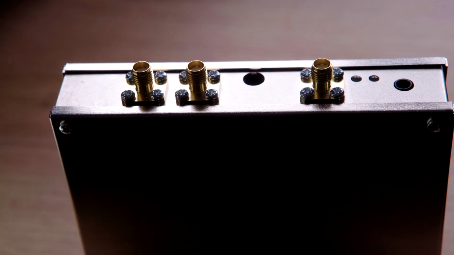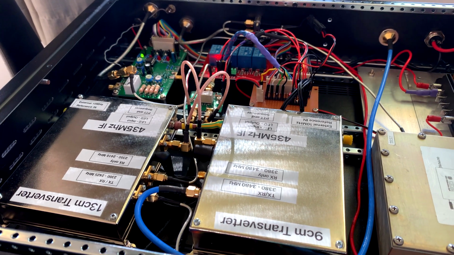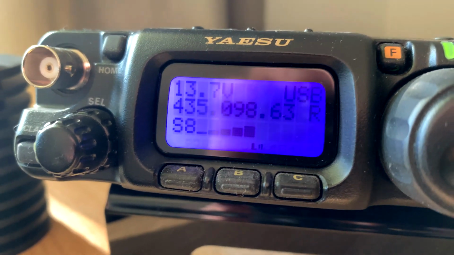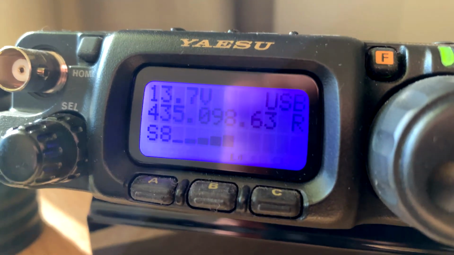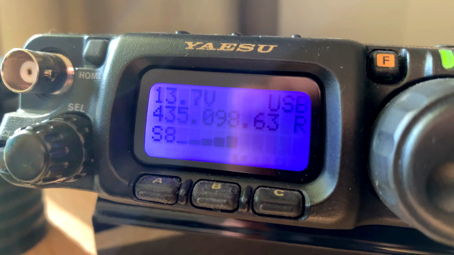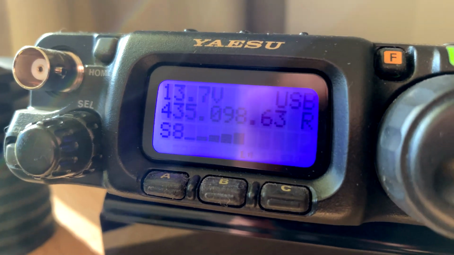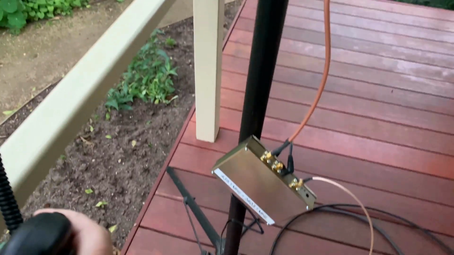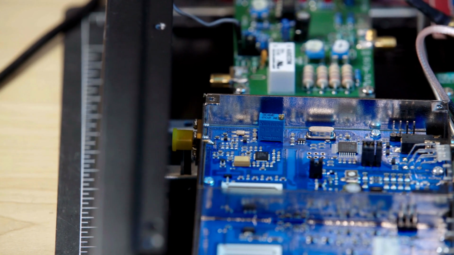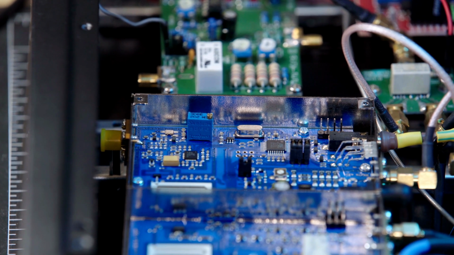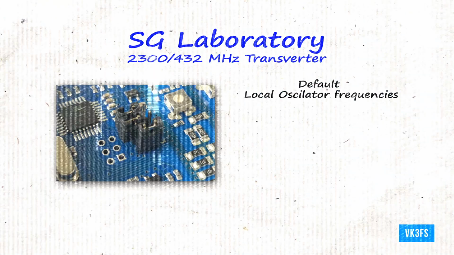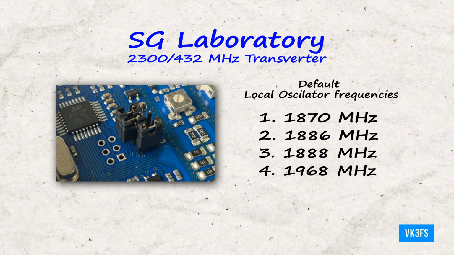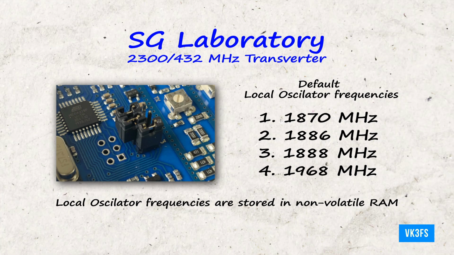The SG Laboratory 13 centimetre transverter is a popular way to get on 2.4 gigahertz. Its output of around 2 watts is all you need to work the DX if you're in an elevated location. There are 4 jumpered selectable local oscillator frequencies in the unit. They range from 1870 to 1968 megahertz, and they're programmed into non-volatile RAM before it leaves the factory.